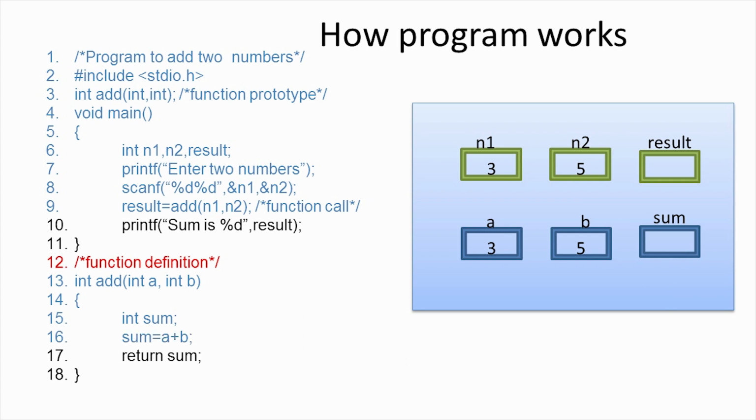Line number 16 adds the value of A and B and the result is then stored in sum. Line number 17 returns the value of sum and the control goes back to line number 9. The value of sum is then copied to variable result. Line number 10 prints the value of sum. Line number 11 is the closing of the main function.